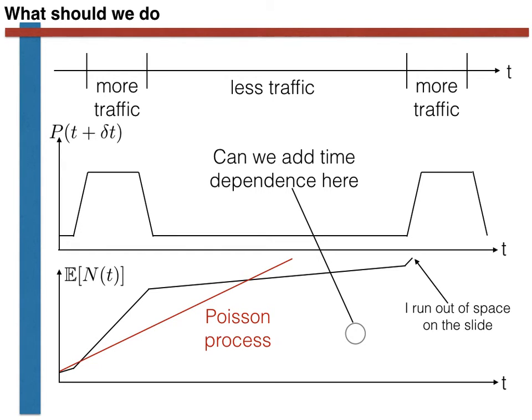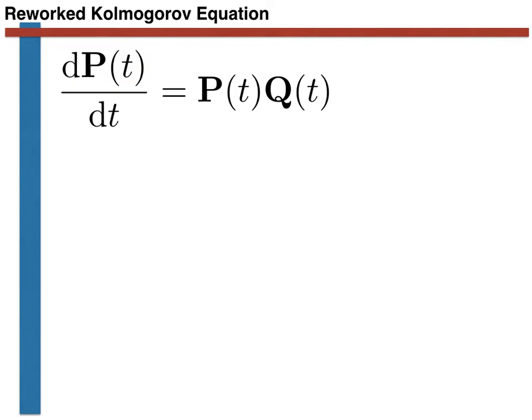How then does this time-dependent lambda parameter manifest itself in the Kolmogorov equations? Well, it's simple. Now Q is not a matrix of real numbers. Instead, Q is a matrix of functions that depend on time.